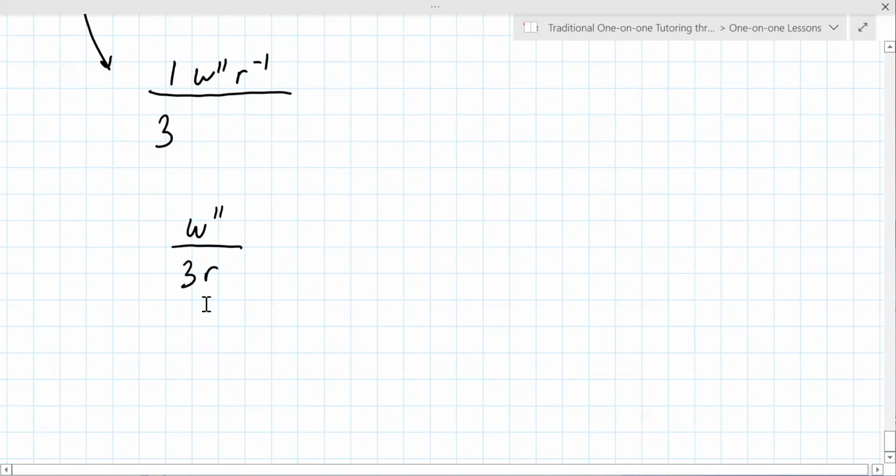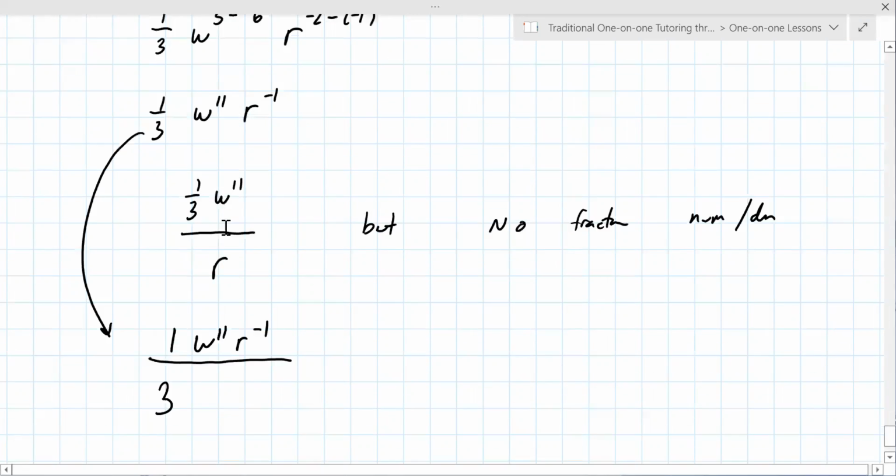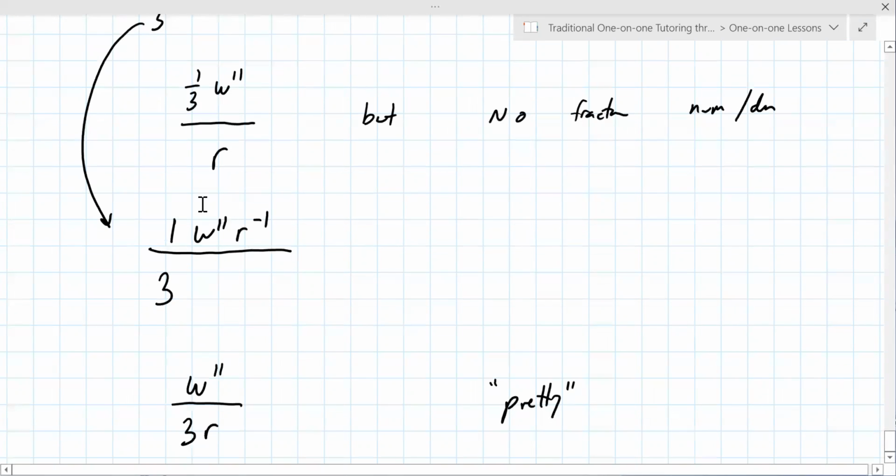Now everything we've done the last 2 or 3 lines here is just to make it what I call pretty. And there's really no math, but your instructor will not accept this, no negative exponents. It's a bunch of rules.